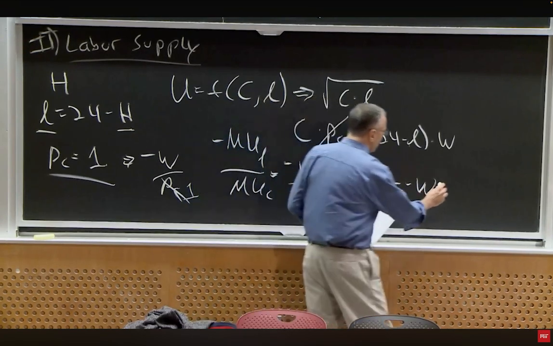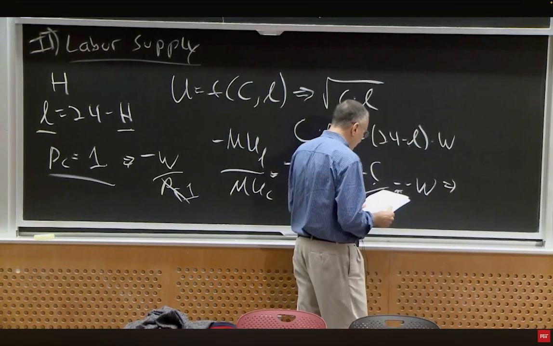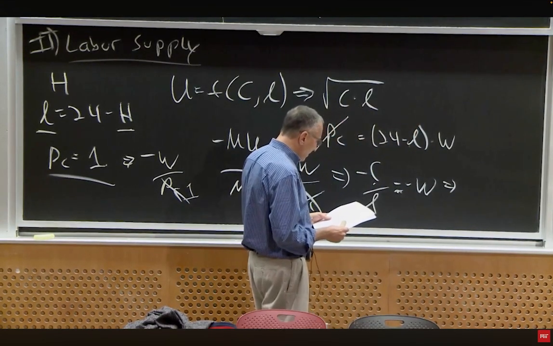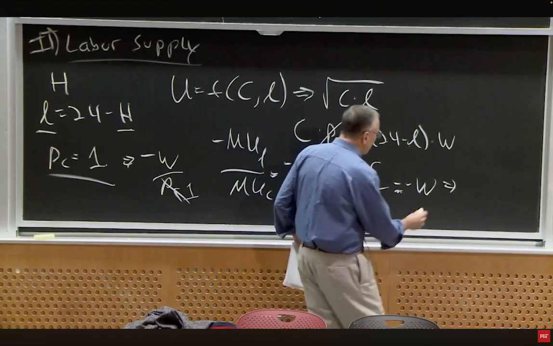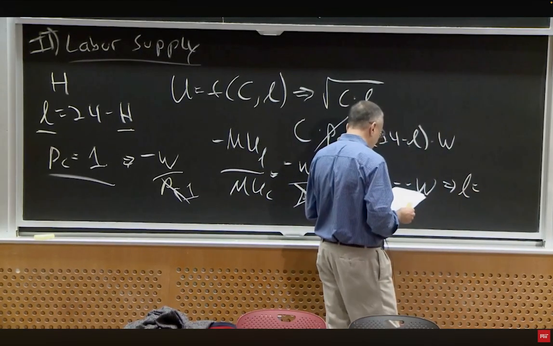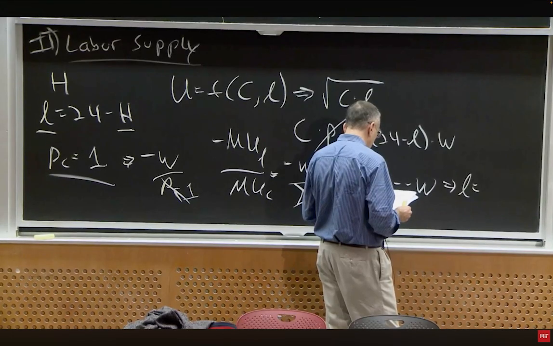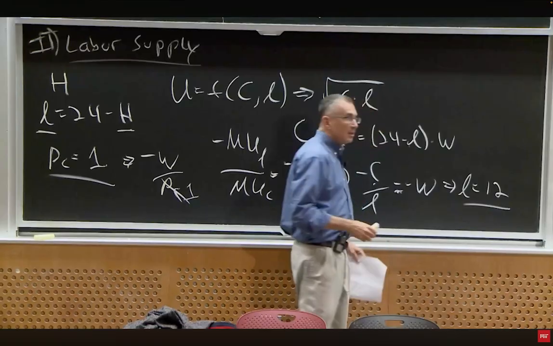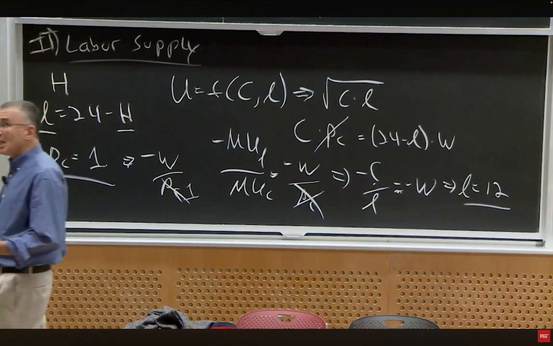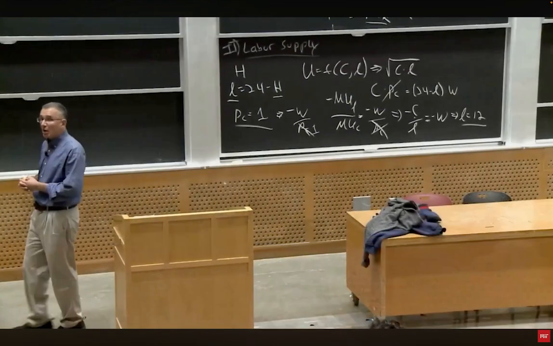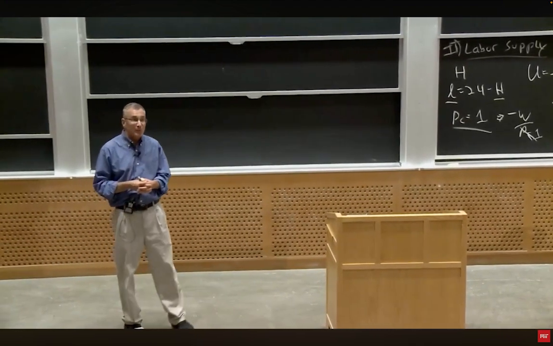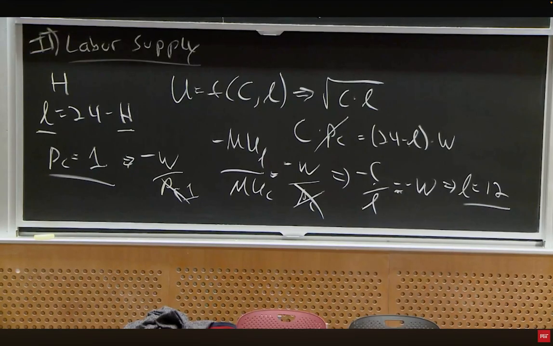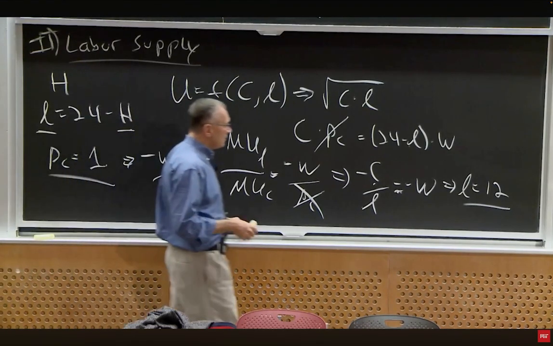We solve it, and we get that leisure, in this case, equals 12. The amount of leisure does not depend on the wage for this particular functional form of utility. It's generally not true. Leisure will generally depend on the wage, but for this particular model, it doesn't. So we get leisure equals 12. You take 12 hours of leisure, and consumption.